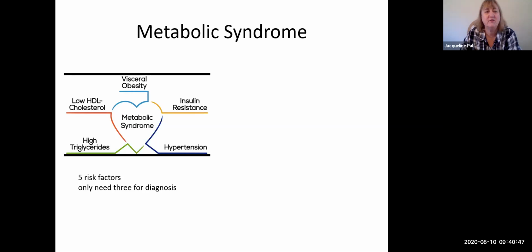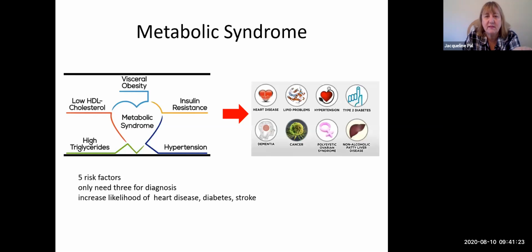And the 5 risk factors are high levels of triglycerides and low HDL cholesterol. HDL cholesterol is the good kind of cholesterol, and if it's low, that means it's not there to protect you. Visceral obesity, which means you are shaped like an apple, and you carry your adipose tissue in your trunk. Insulin resistance, which I will talk about, and high blood pressure. If you have any 3 of these, then you are diagnosed with metabolic syndrome.